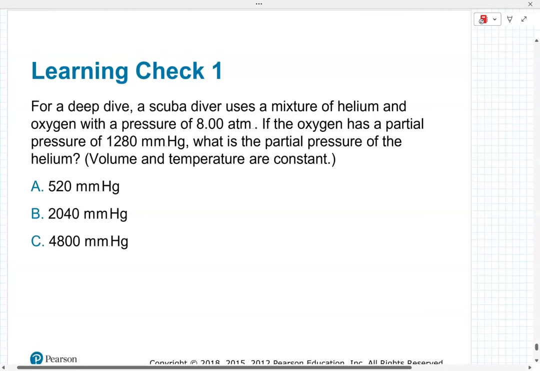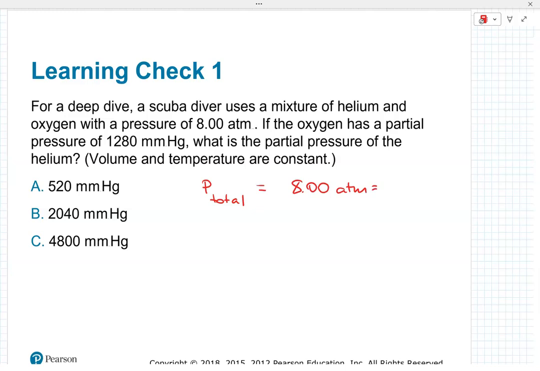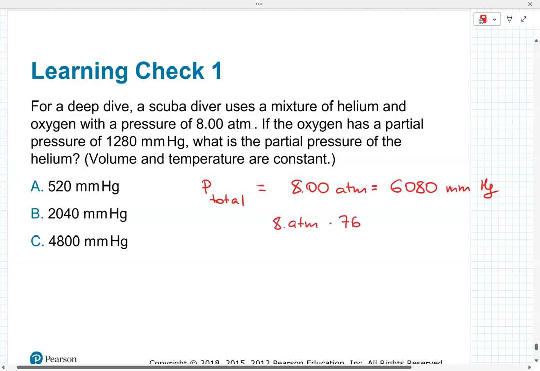All right. What would you do here? Look at this. Total pressure is 8 atmospheres, which we can immediately convert into millimeters of mercury, right? Yeah, 760. It's going to be 6080. Is that better? I think so. Yeah, it's 760. Right? So 8 atmospheres times 760 millimeters of mercury gives you this number.